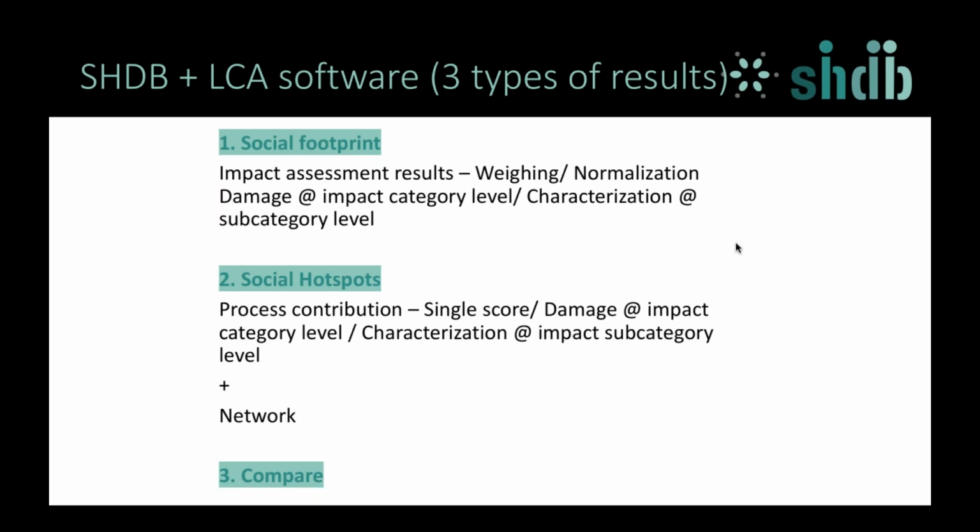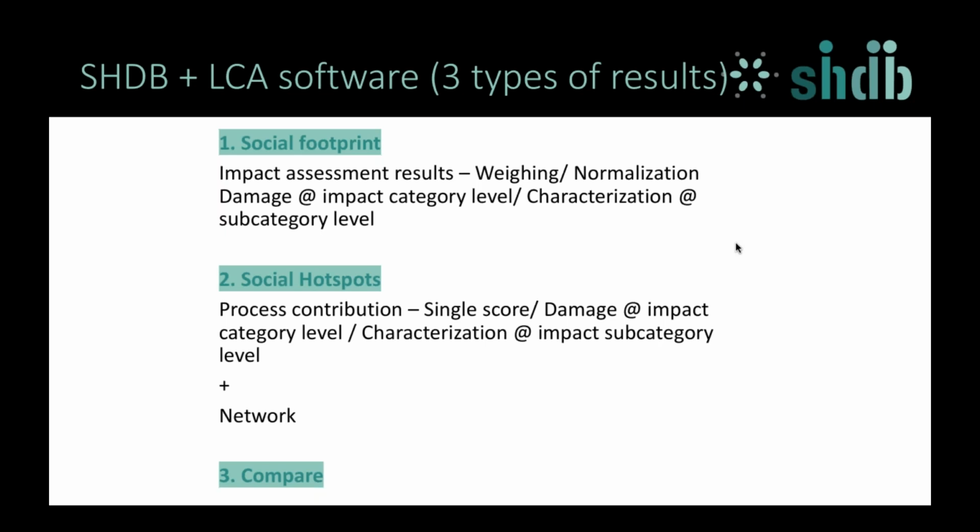So the type of results that you can obtain from using the Social Hotspot database in SimaPro are social footprint results, which are the overall social risk, the medium risk hour equivalent that are associated with your product system overall, or by impact category, or by impact subcategory. Impact categories are referred to as damage categories in SimaPro, and subcategories can be found under characterization in SimaPro.